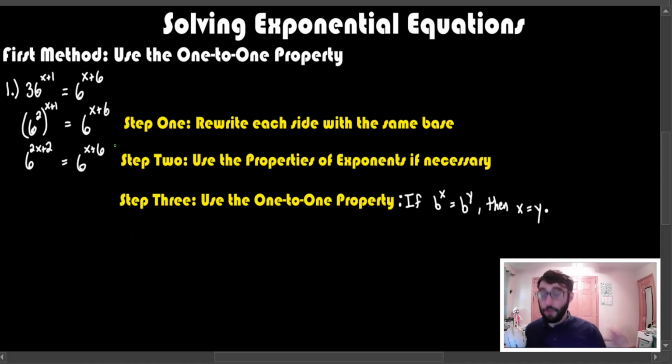So what we can do here, since we have an exponential expression on each side of the equation, just one of them, and they have the exact same base, I can now set the exponents equal to one another, like so. Boom.